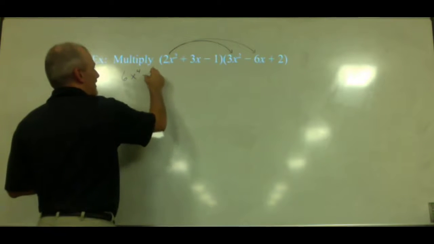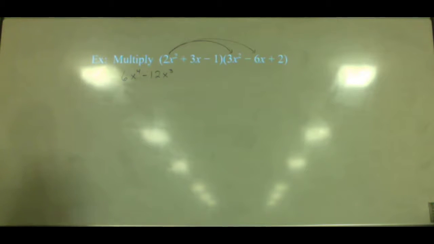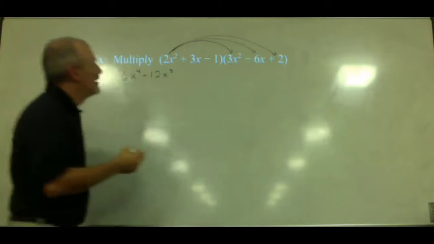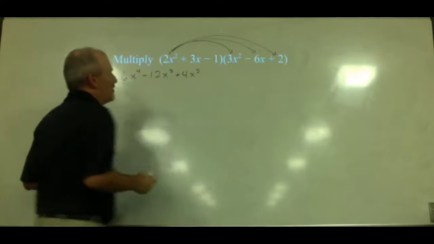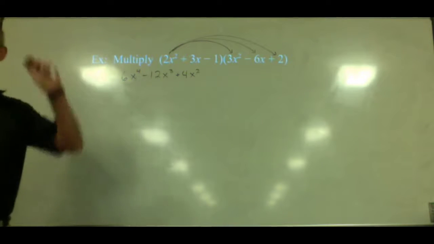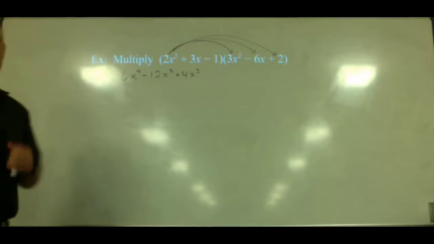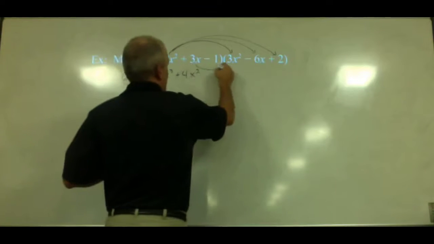Negative 12x cubed. Correct. Perfect. Then somebody else, what should we do after that? 2x squared times the 2. And what do we get for that one? 4x squared. So I have dealt with all of the 2x squareds, right? I've distributed that to everything. So what are we going to do next? 3x times the 3x squared.